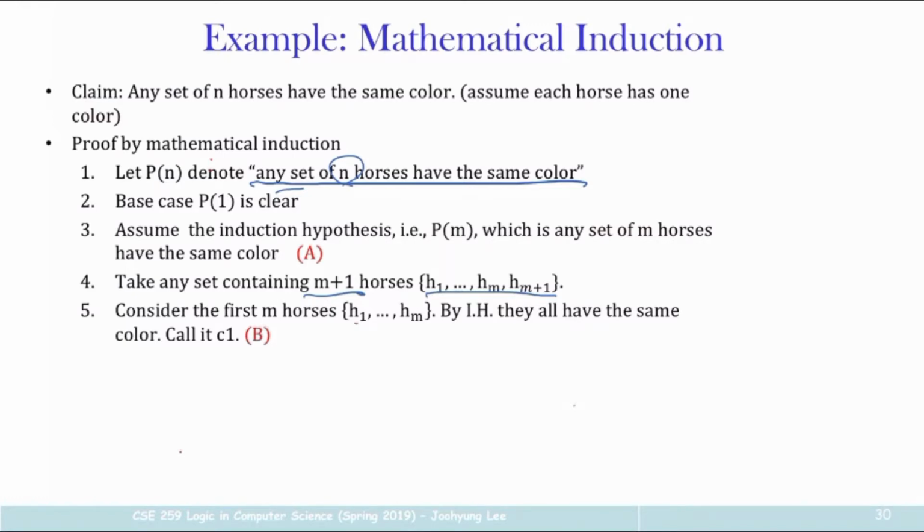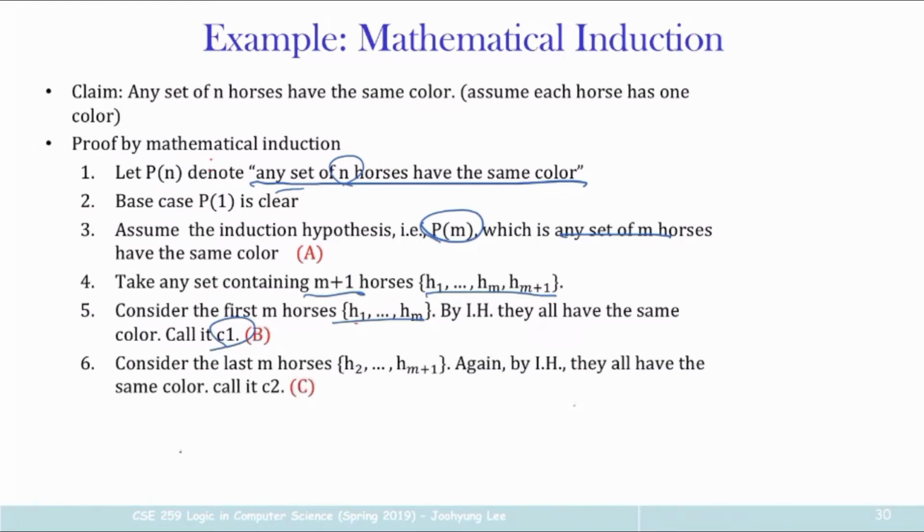H1, H2, up to Hm. How many horses are there? M horses, right? If there are m horses, then the induction hypothesis applies, because any set of m horses have the same color. So this set has only one color associated. Let's call it C1.